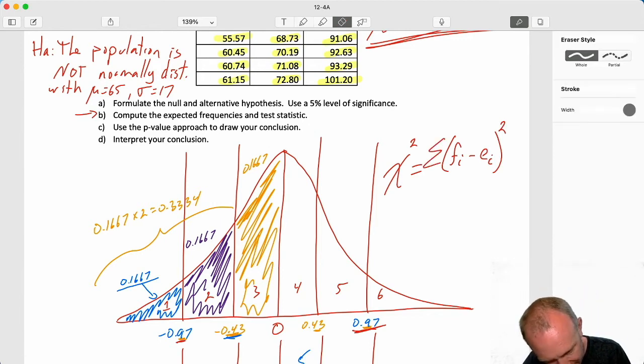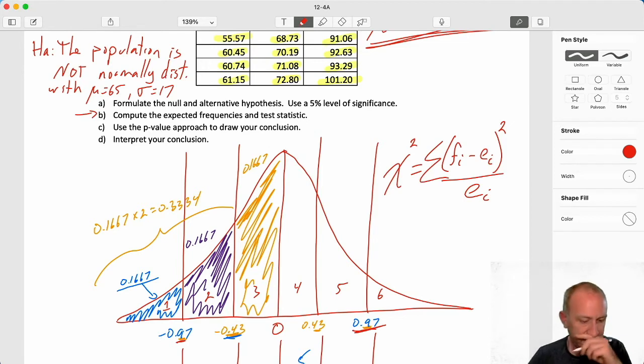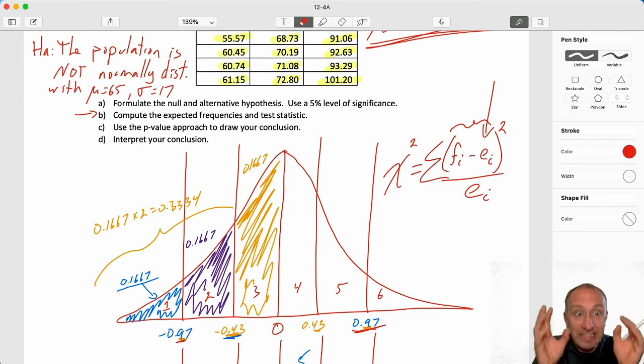Well, before we add those up, we divide by that expected frequency, and then we add those up. That gives us our upper tail chi-squared test statistic, based on this same notion. If what we observe is very similar to what we expect, those differences are small, chi-squared is small, that supports the null. Again, because these expected values are determined based on the null being true.